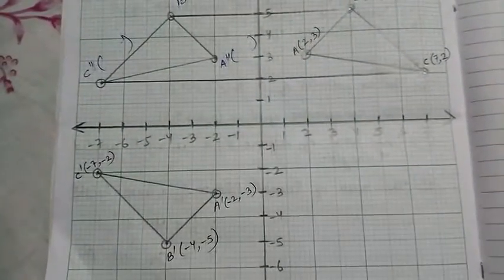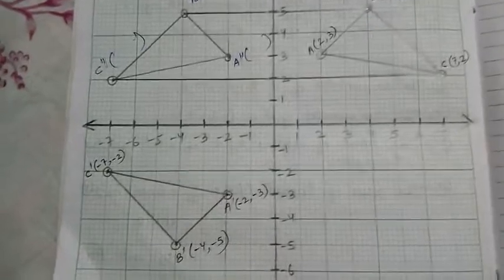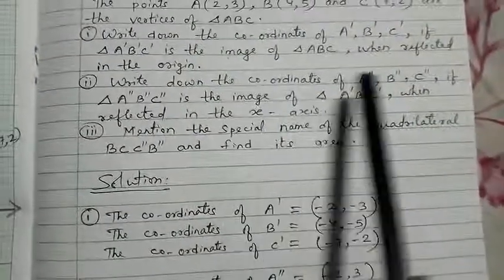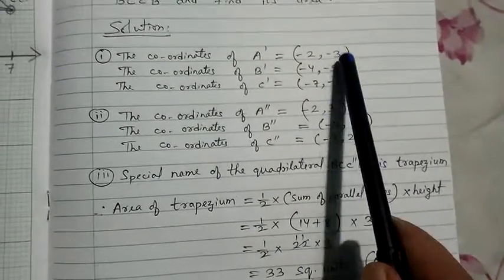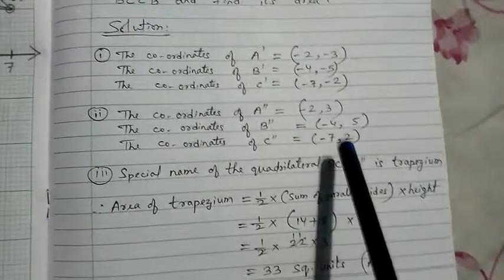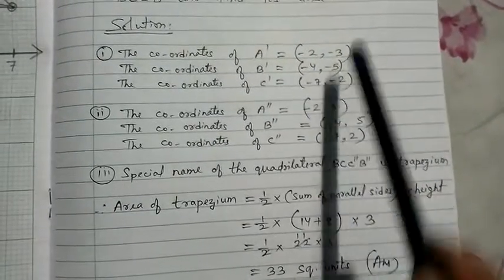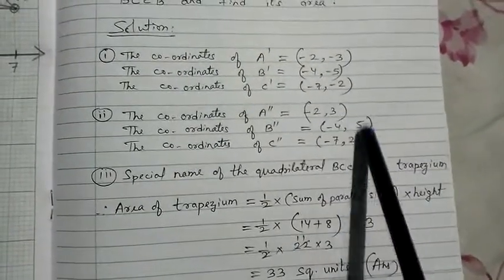And after that, the question is saying you have to write the coordinates of A double dash, B double dash, and C double dash. So I am writing here A double dash is -2, 3, because only the second value will change. The first is unchanged. You can see all first values are unchanged and all second values have changed to positive now. And I have done the plotting here.